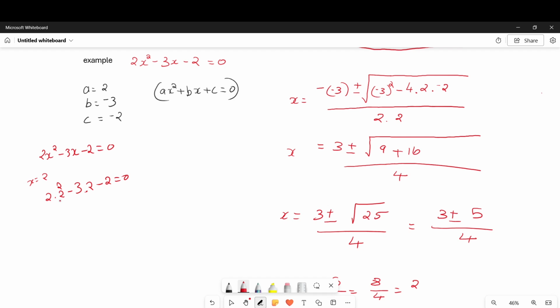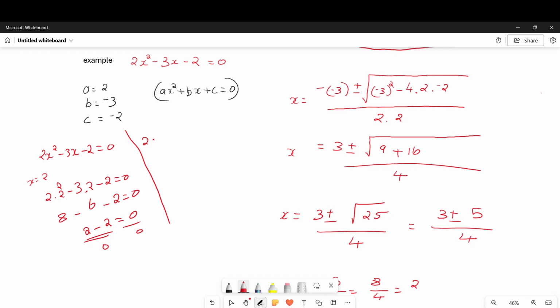What is this? 2 times 2 is 4. 2 into 4, 8. 8 minus 6 minus 2 is equal to 0. That is 8 minus 6 is equal to 2. Minus 2 is equal to 0. Yeah, both are the same. This is 0, this is 0. So the equation is true. What about the minus 1 by 2?